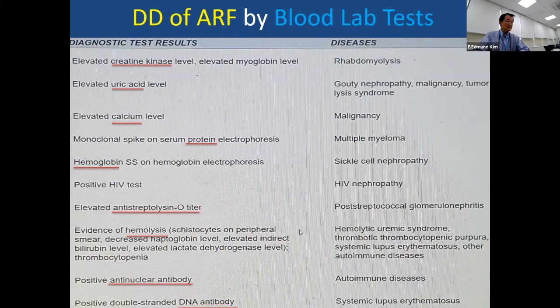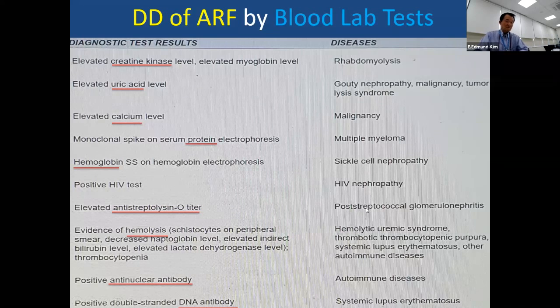Again, by blood tests, if there's muscle damage, rhabdomyolysis, the creatine kinase level is supposed to be high. Gouty nephropathy or malignancy, you have high uric acid. Malignancy in general, high calcium. Multiple myeloma, particularly that's IgG. And sickle cell, hemoglobin, you can check, and HIV.